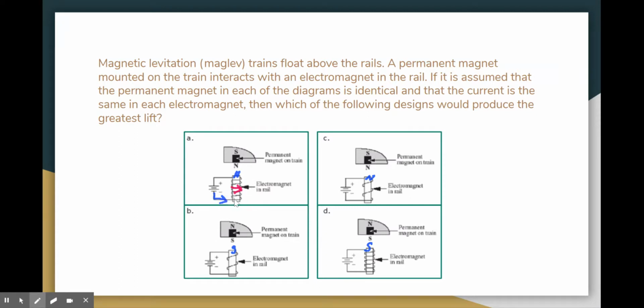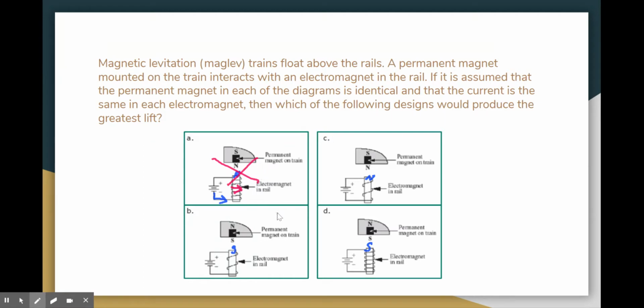Left hand, fingers are going in front of the electromagnet, then into the page, and then on the back, they're going from right to left. So I end up grabbing it in such a way my thumb points here. So I'm going to rule out this one. This magnetic levitation train would not levitate.